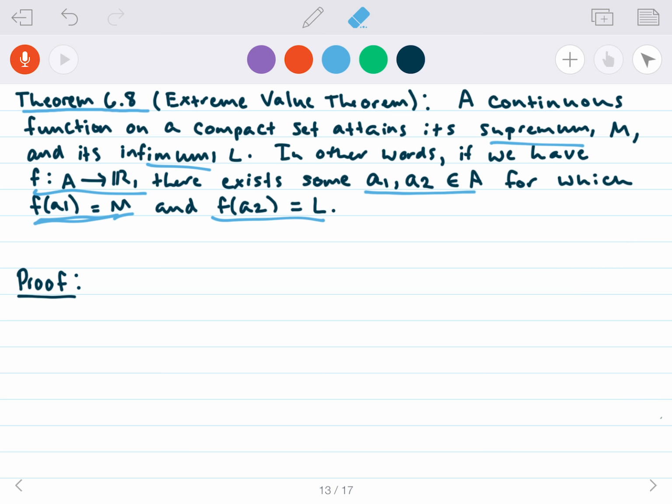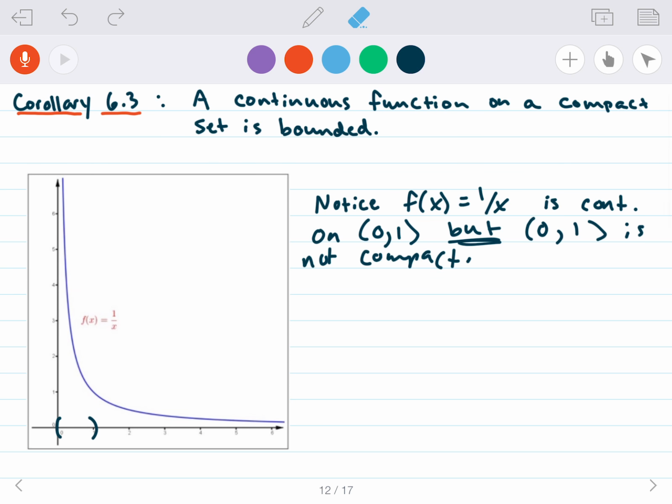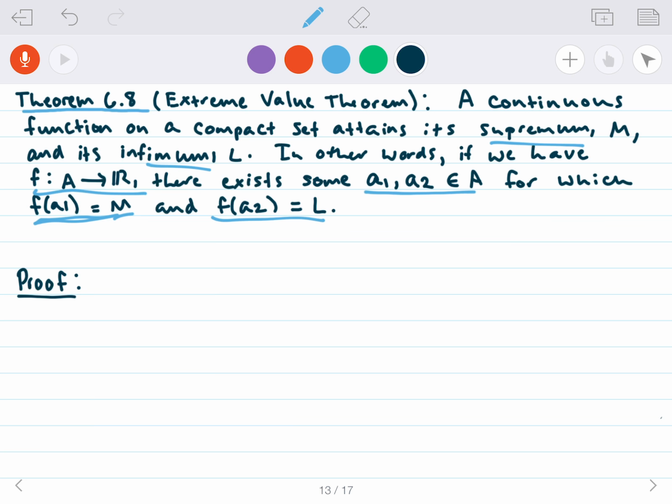But now notice that we didn't have a compact set in this situation, and so the extreme value theorem does not hold on (0, 1) for this function, because (0, 1) isn't compact. We can see that there's no supremum here. This thing is going to go up forever and ever. So it's like f of what is equal to forever and ever? Well, there's no such thing. Okay, so the extreme value theorem only applies to functions on compact sets.